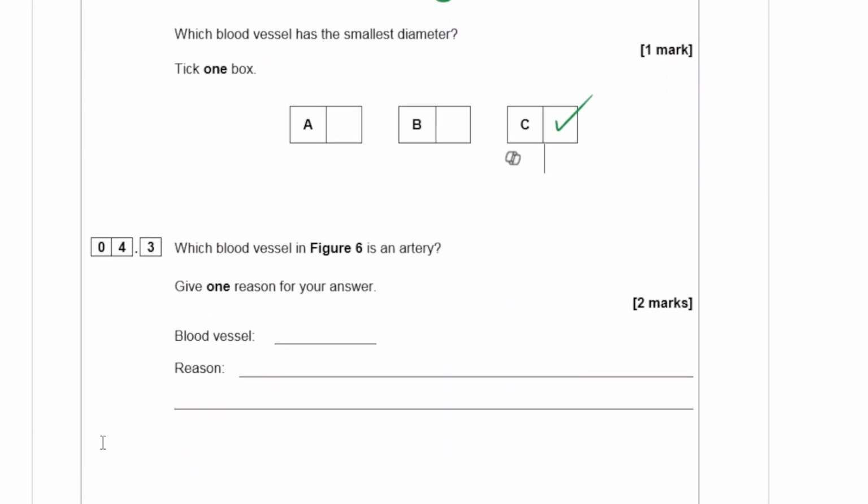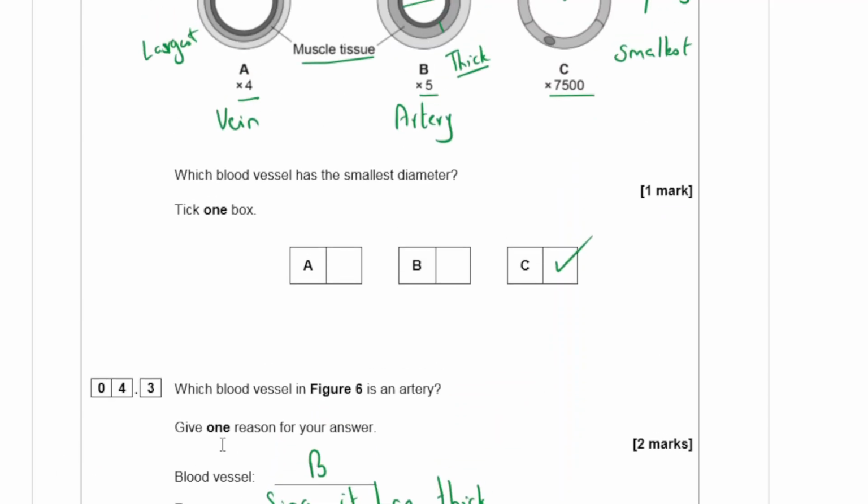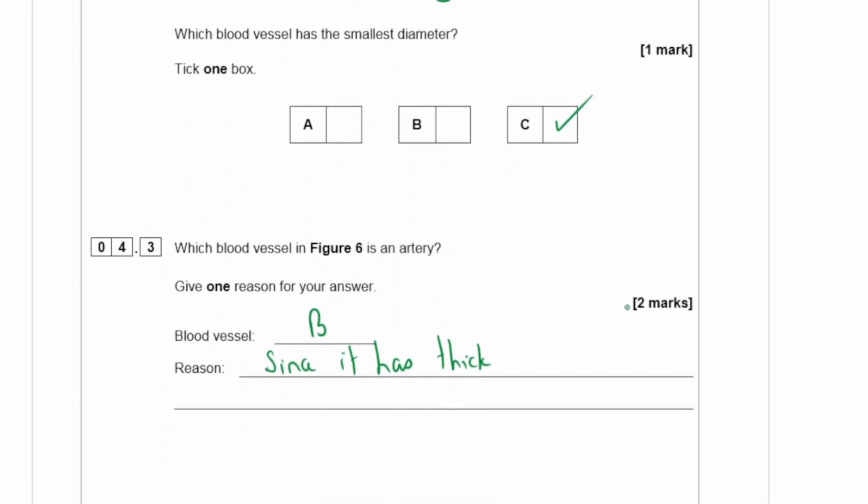Which blood vessel in figure 6 is an artery? That would be B. The reason is that it has thick muscle tissue, or you could say elastic tissue.